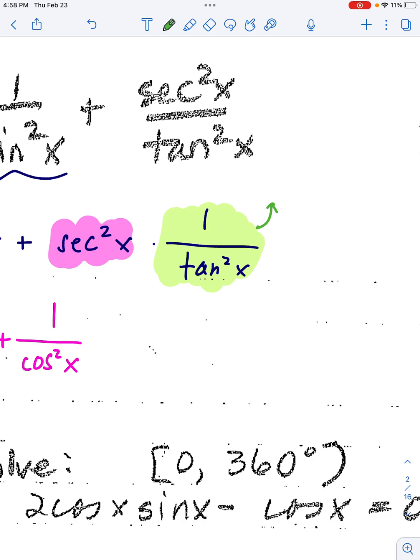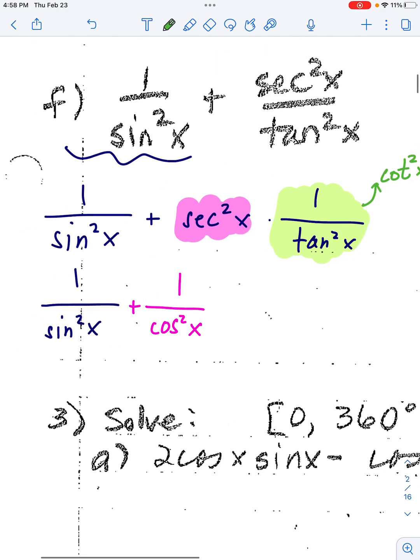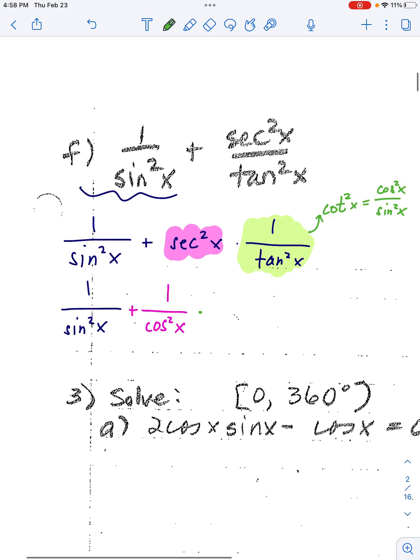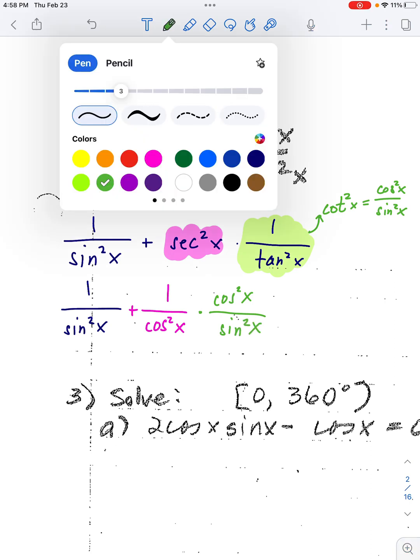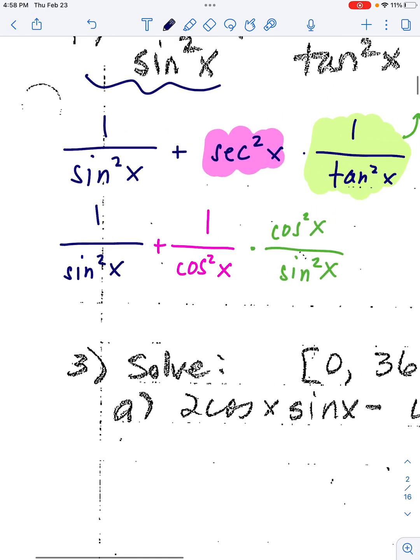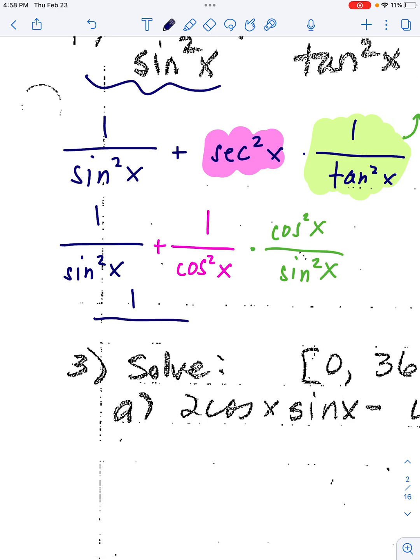1 over tangent squared x is the same thing as cotangent squared of x, and that equals cosine squared x over sine squared x. Okay? So then this is going to become a times cosine squared of x over sine squared of x. Again, down to the next line, we're going to come down here. Just copy that 1 over sine squared x. We're just letting that guy chill for now.